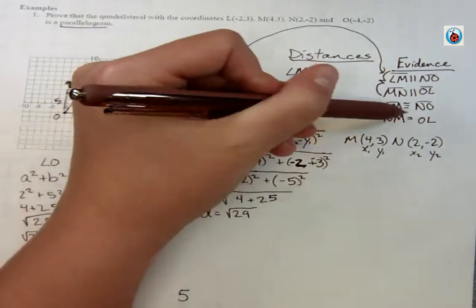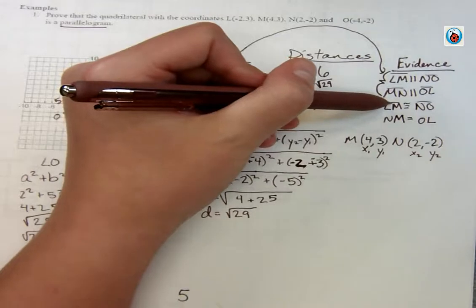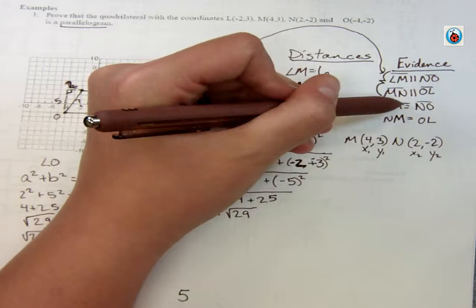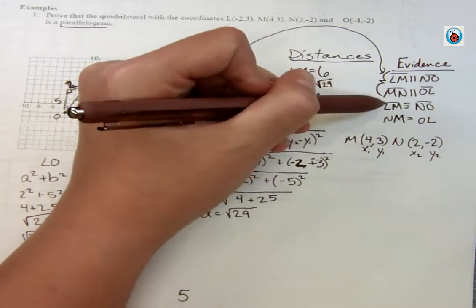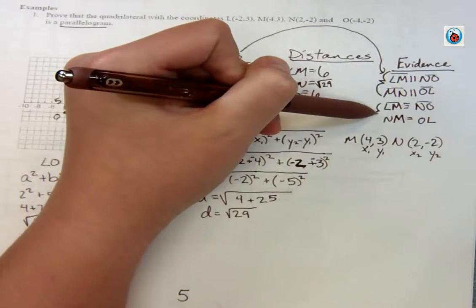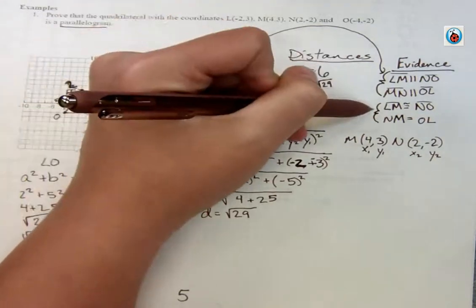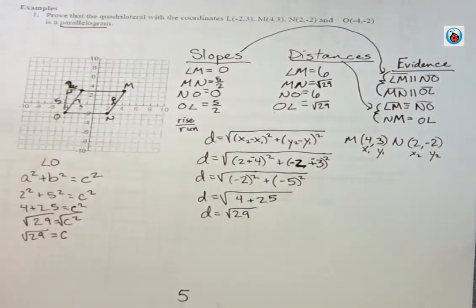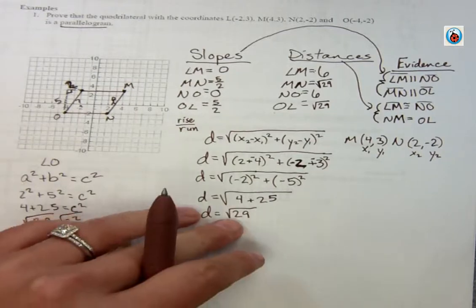So here's the deal, you don't have to write these. All you have to write is this, NM is equal to OL. If you write the congruent symbol, that's when you have to add that. So if you just write this down here, that's the exact same thing. It's perfectly fine. So distance gives us that for the evidence. All right, we're going to do more of these. So don't freak out if you don't understand.